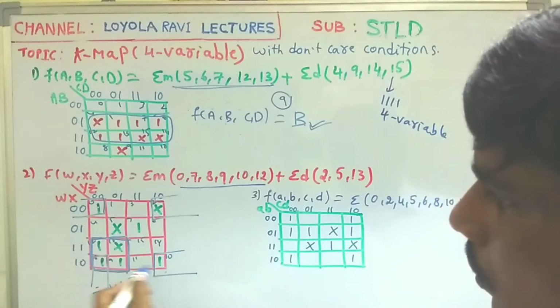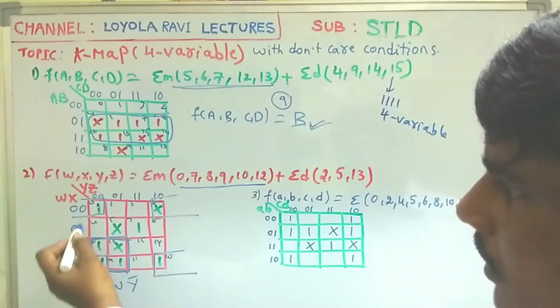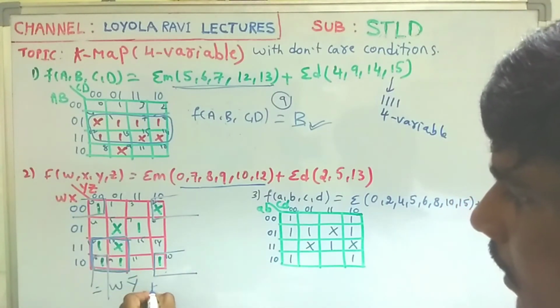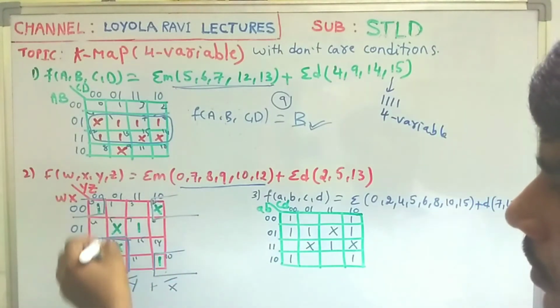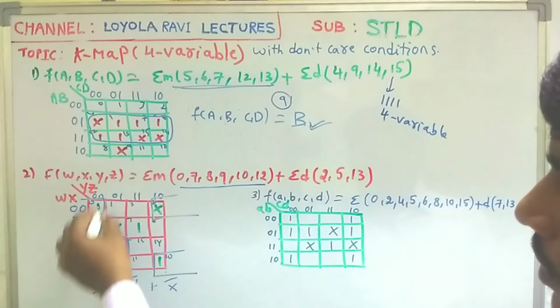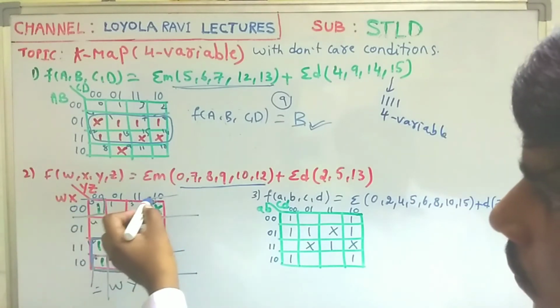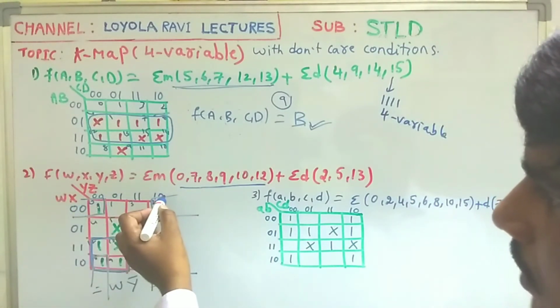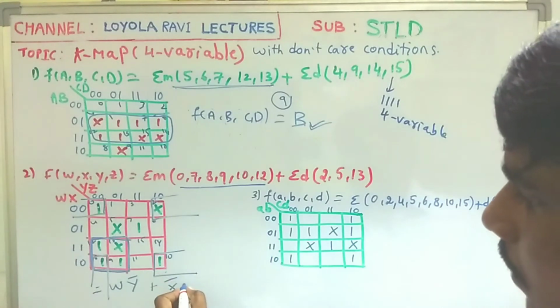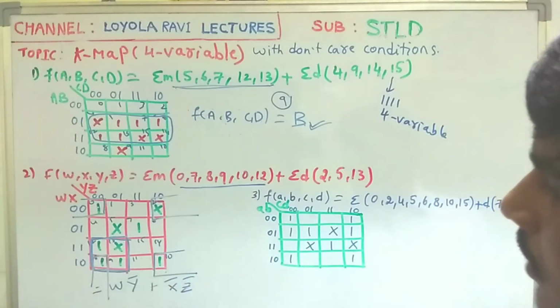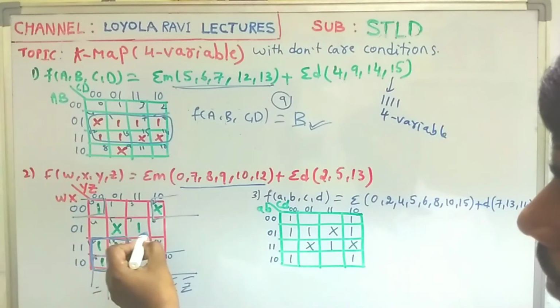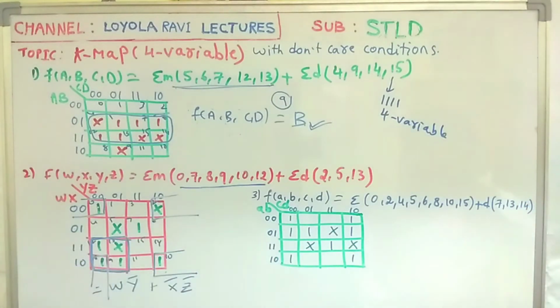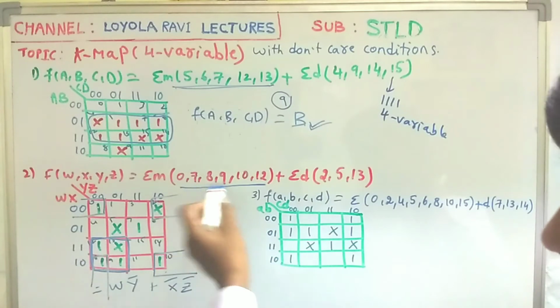Horizontally 0 0 and 1 0, common is x bar. Vertically, what are the common terms in those 4 ones? 0 0 1 0, the second variable is common 0. That is z bar. So x bar z bar. Now all these ones are covered, only this one is left. Our main intention is to cover all these min terms.